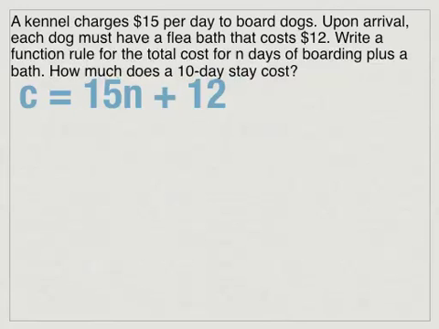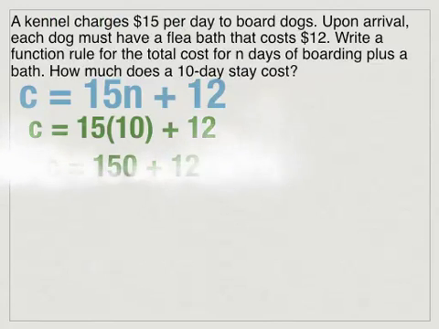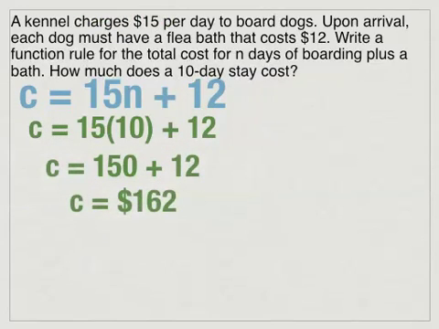So C, I use C again for cost, equals 15N, which would stand for the number of days, plus 12, which is the one-time flea bath. It asked me how much does a 10-day stay cost, so I plug in 10 for N. Well, 15 times 10 is 150, plus 12 is 162. So a 10-day stay is going to cost $162.